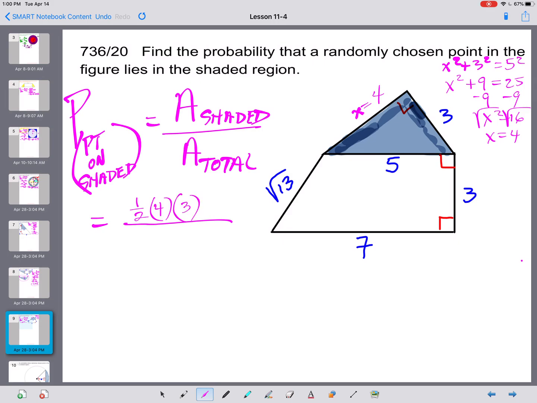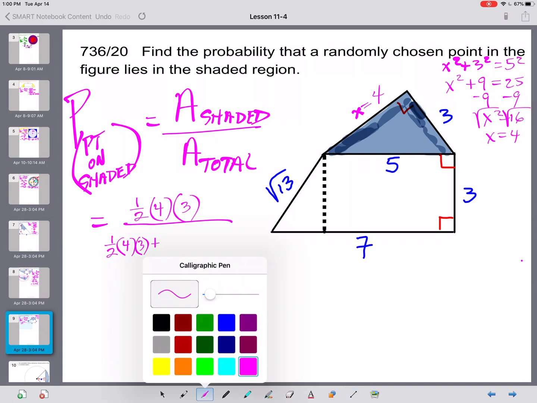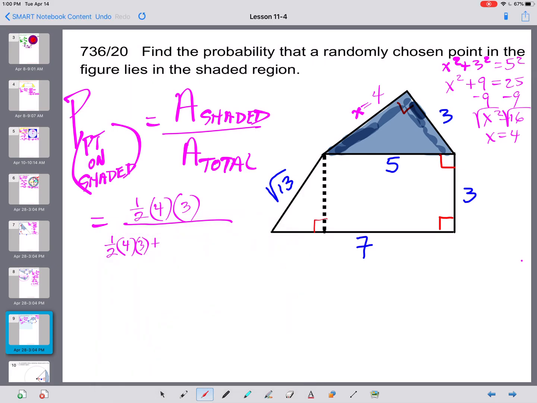Now, the area total. Well, we got the shaded. That's part of it. So I'm going to have 1/2, 4 times 3, plus the bottom part. Well, how do I do that? It's a trapezoid. I could figure out the area of the trapezoid. What I'm going to do is make it into a rectangle and a triangle. First of all, if the bottom part was 7 and that's 5, this is 2.